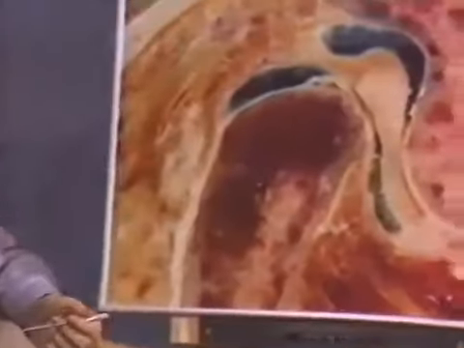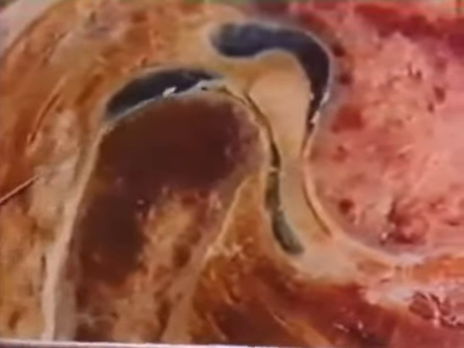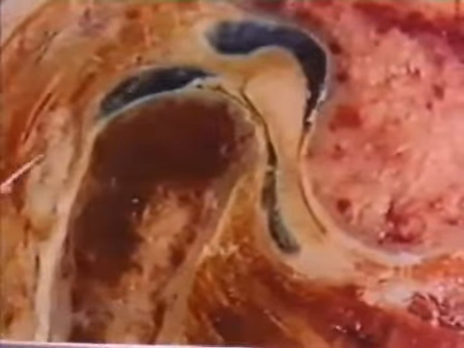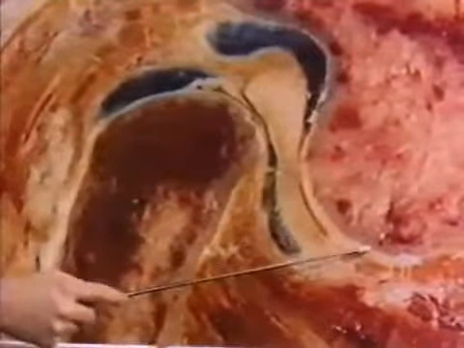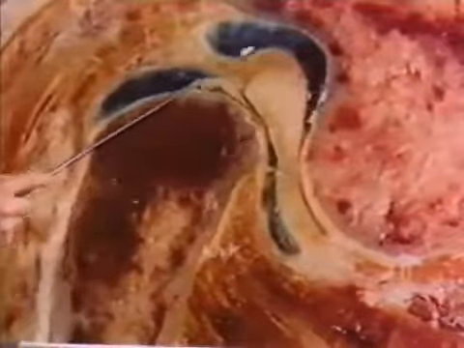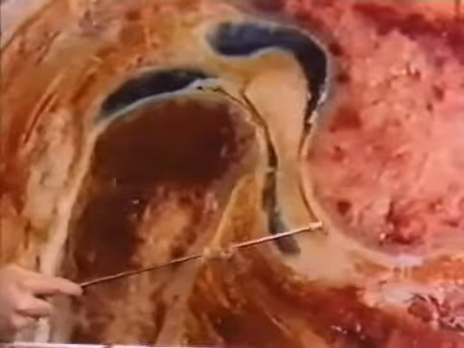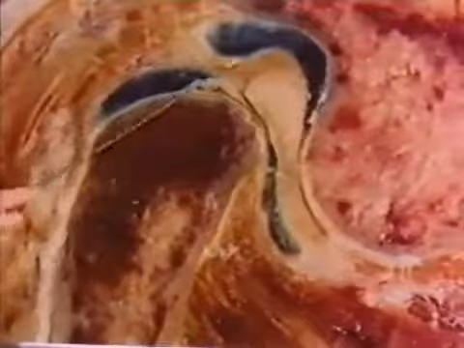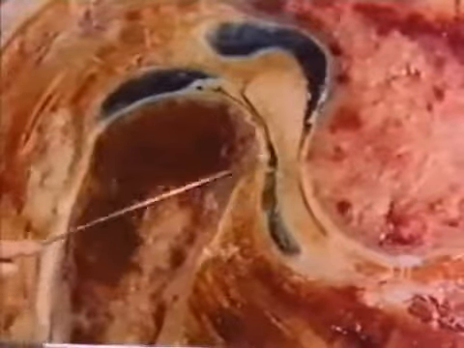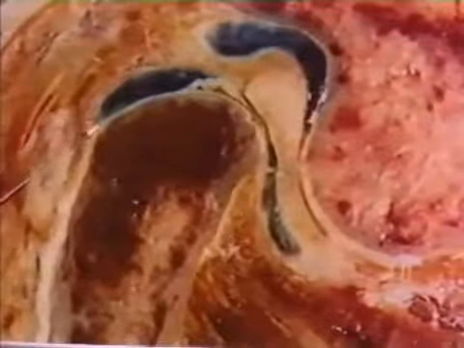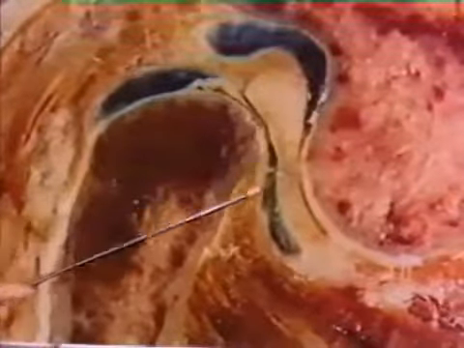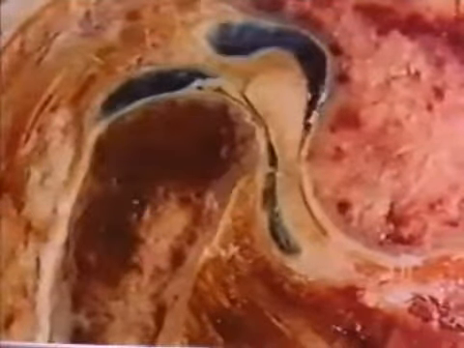This is a sagittal section of a right temporomandibular joint. Here you can see the condyle, the fossa and the tubercle. This is a disc. And here you have the upper joint compartment and the lower joint compartment, filled with blue water in order to stabilize the disc during sectioning.